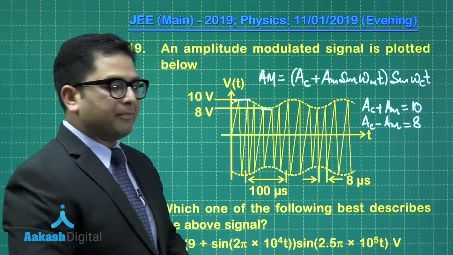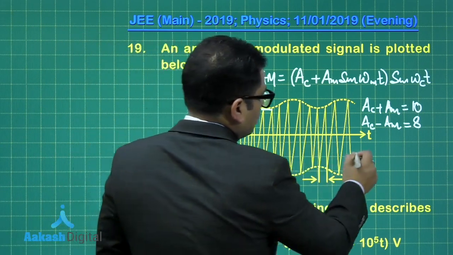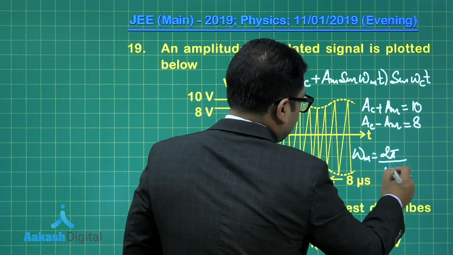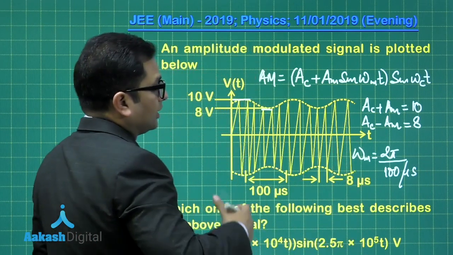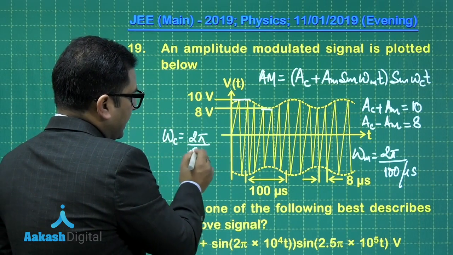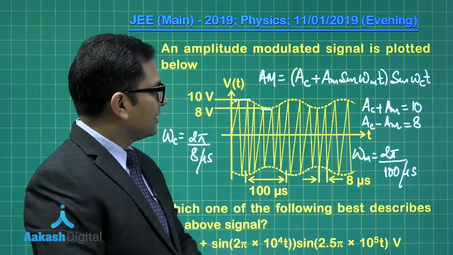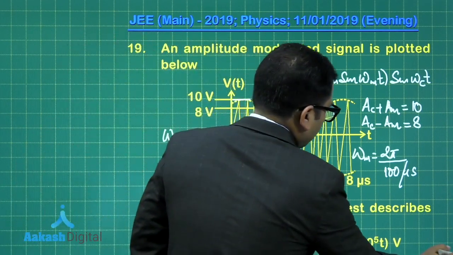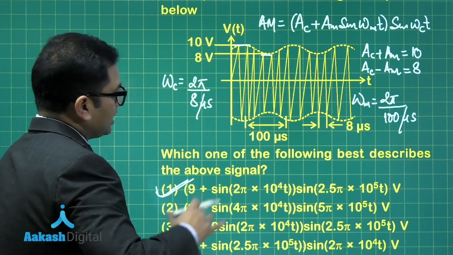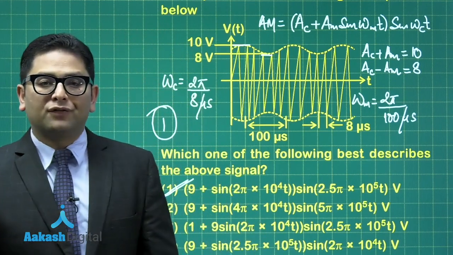How about omega m? You can see that the message signal is in the envelope of this graph. So omega m can be written as 2 pi by time period, which is 100 microsecond. Likewise, omega c can be written as 2 pi by 8 microsecond, which is self-explanatory in the figure. You got everything? All right, so in that given situation, option number 1 exactly suits the given values. Therefore, option number 1 would be the correct one. Now it's time we move to the next question.